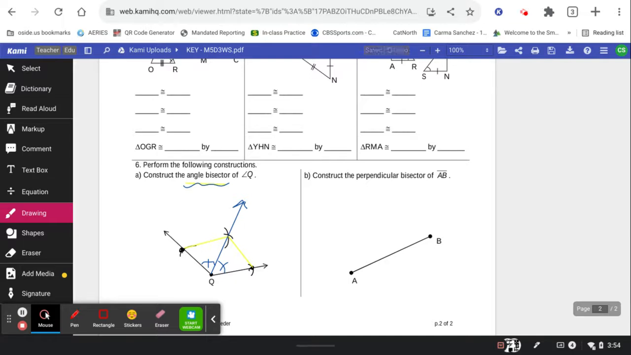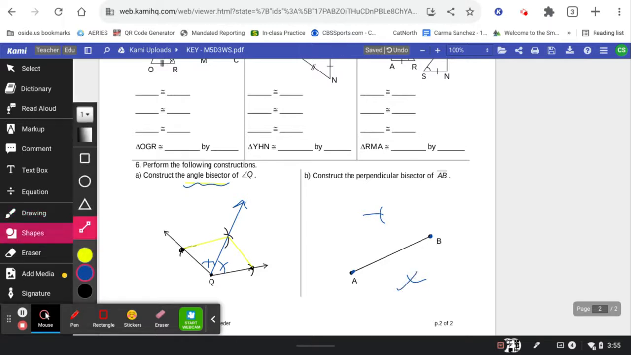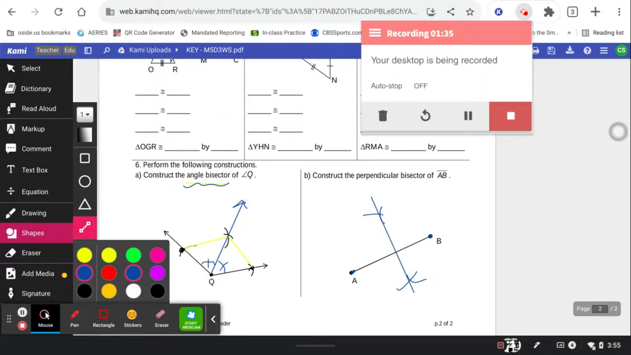For this last construction over here, we put our sharp edge here on B, for example, and whatever distance you're going to do, remember you want your distance to be at least bigger than the midpoint. You're going to go arc, arc, and then put your sharp edge over here on A and do arc, arc, and then wherever those two points connect, connecting right here, that's going to be your perpendicular bisector. I know that's not perfect.